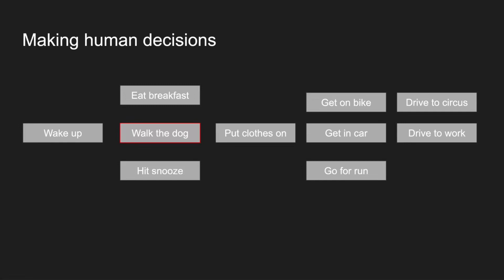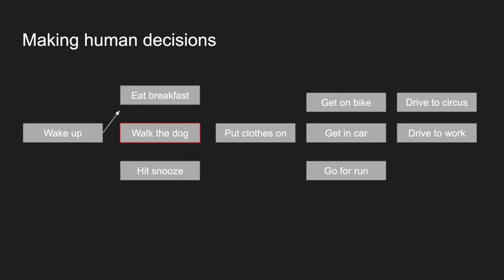That limits me down to two decisions I can make. We'll start off and hit snooze. Hitting snooze is a valid decision. However, I'm at the end of the road. I cannot move from here to achieve my goal, given my set of abilities, to drive to work. So that's a no-go. Going back to the beginning, I will eat breakfast.